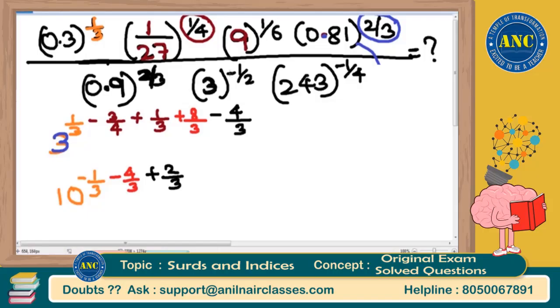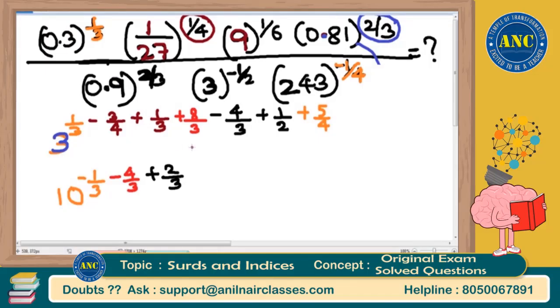It is 3 power minus 1 by 2 in the denominator. In the numerator, it becomes plus 1 by 2. 243 is 3 power 5. 3 power 5 whole power minus 1 by 4 is 3 power minus 5 by 4. In the numerator, it becomes plus 5 by 4. Now, everything we shifted to our numerator. Only thing left out is to simplify.